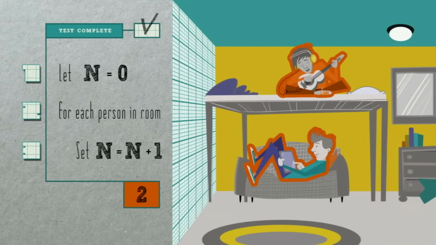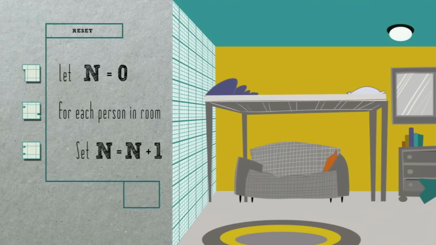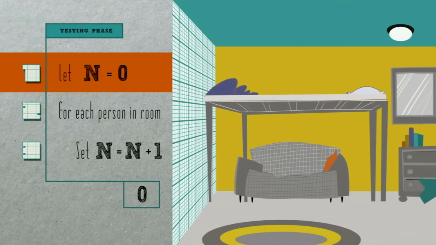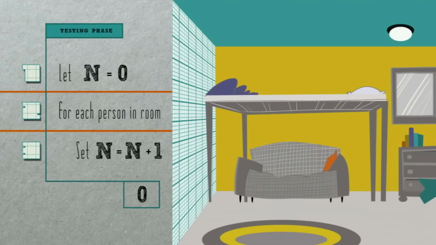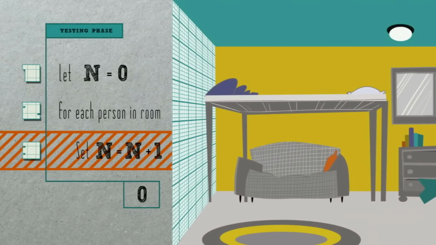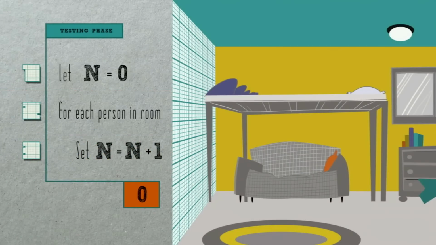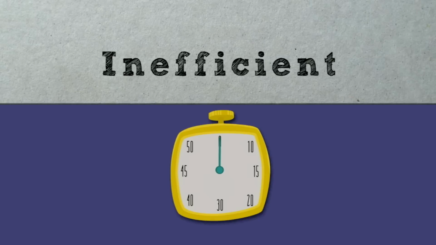So far, so good. How about a corner case, though? Suppose that there are 0 people in the room, besides me, who's doing the counting. In line 1, we again initialize n to 0. This time, though, line 3 doesn't execute at all, since there isn't a person in the room, and so n remains 0, which indeed matches the number of people in the room. Pretty simple, right? But counting people one at a time is pretty inefficient, too, no? Surely we can do better.